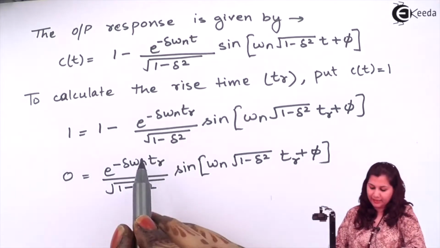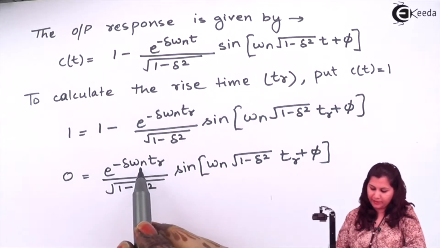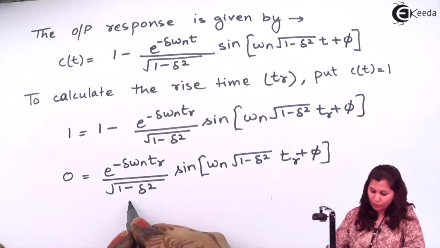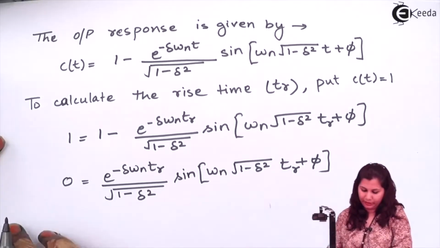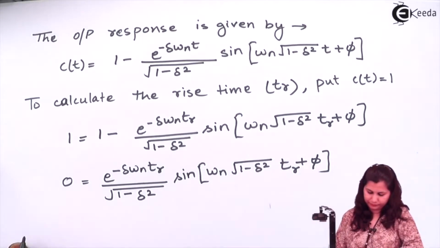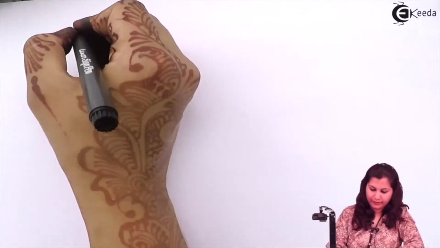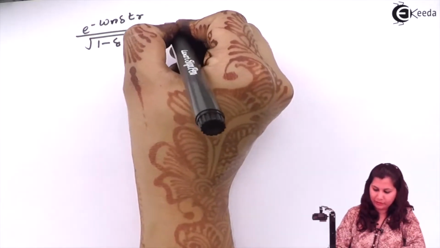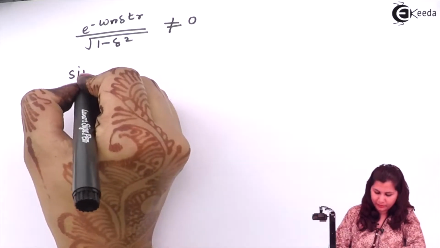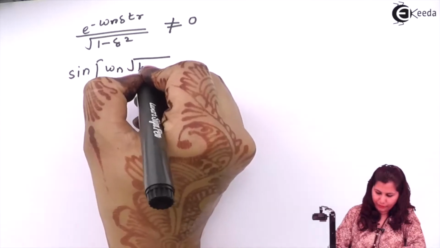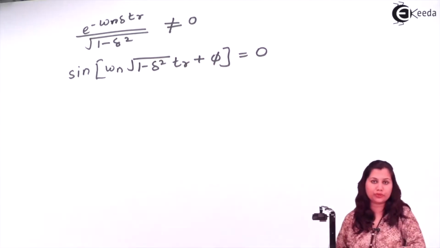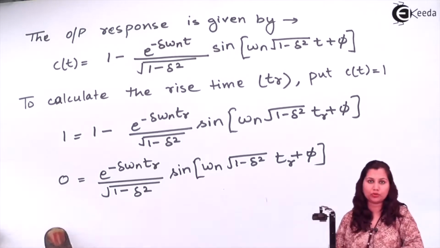Now if we analyze this value, that is e raised to the power minus del omega n tr upon under root of 1 minus del square, that cannot be equal to 0. So this remaining term, sine of omega n under root of 1 minus del square, has to be equal to 0, so that the product of these two terms comes out to be 0.